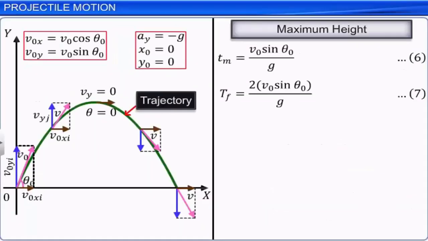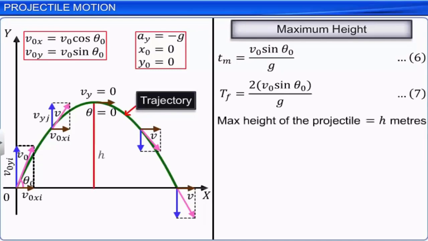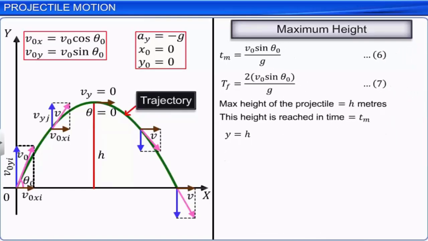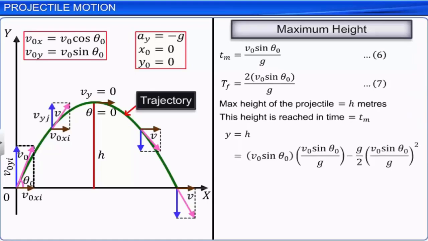Next, we will find the maximum height attained by the projectile. Consider the maximum height of the projectile as h meters. This height is reached in time Tm. Substituting in equation 2 and simplifying, we get h is equal to (V0 sin theta 0) square divided by 2g. Let this be equation 8.